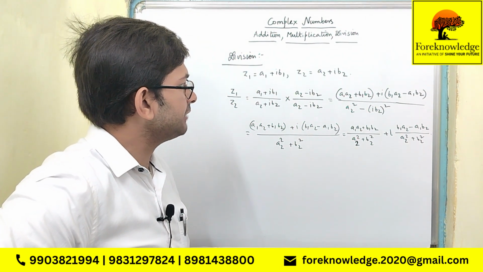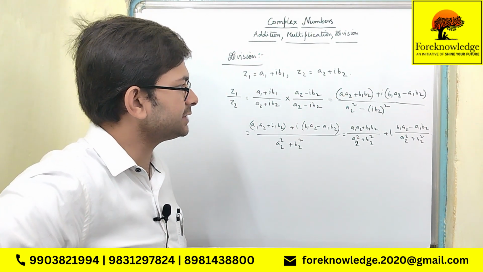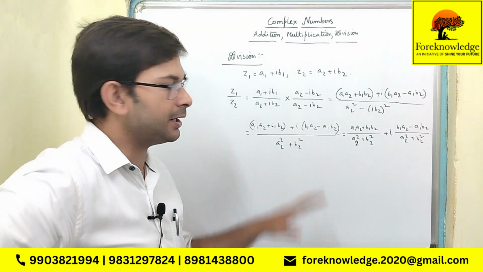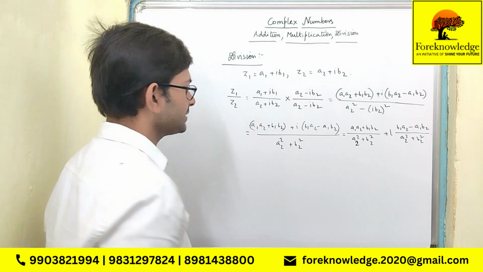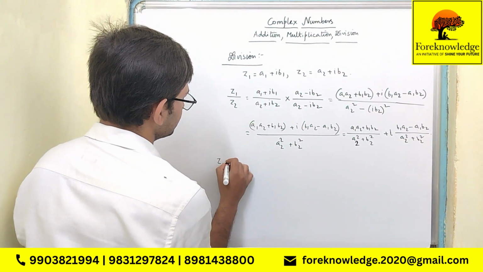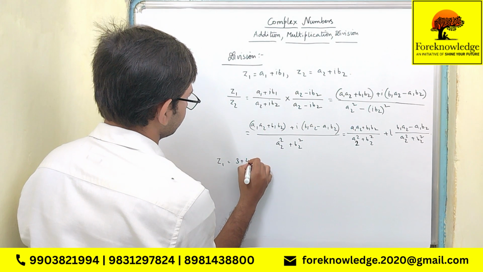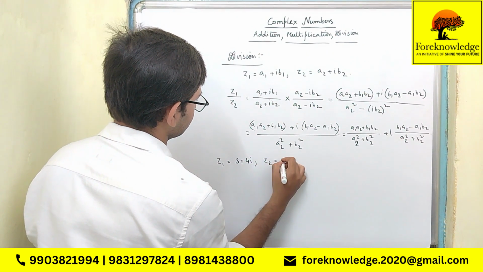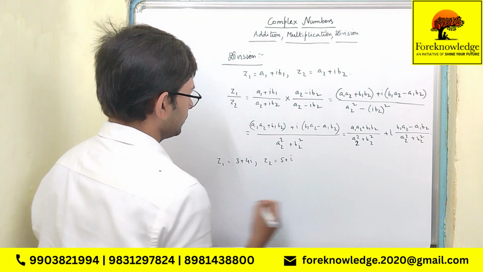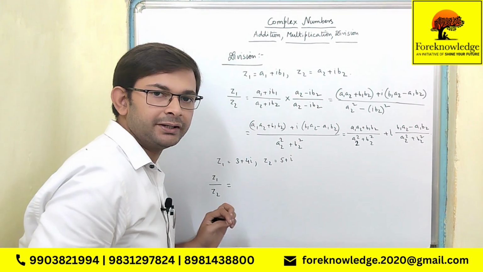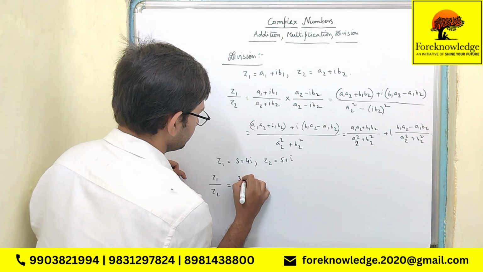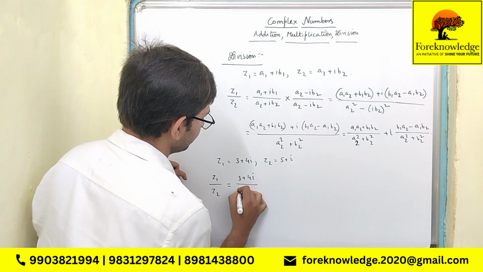Now, if this part is clear, just take some time and understand it. If this part is clear, then we move on to an example. Suppose z1 is 3 plus 4i and z2 is 5 plus i. We need to find z1 by z2. So 3 plus 4i divided by 5 plus i.